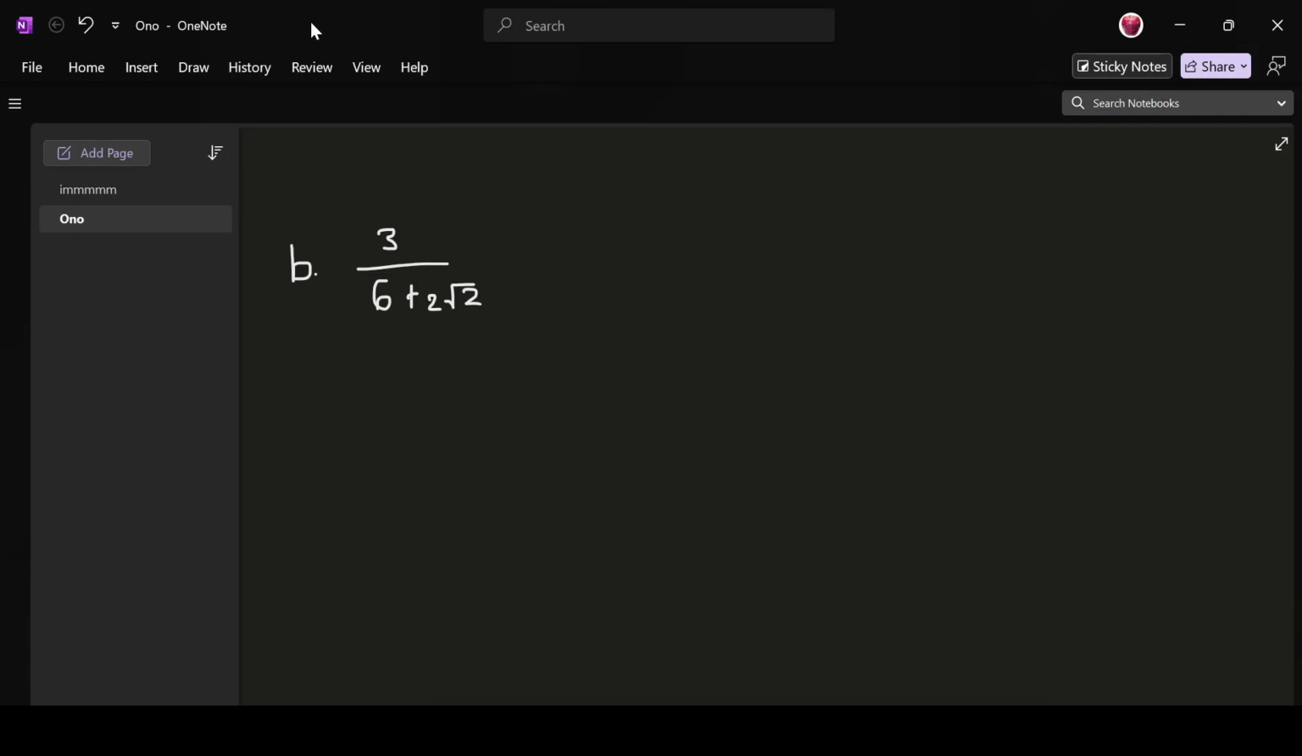Alright, so we do the same thing like we did for A. Instead, the bottom number is 6 plus 2 root 2. So we multiply both top and bottom numbers by the inverse of this bottom number. So 6 minus 2 root 2 over 6 minus 2 root 2. Yeah, we're multiplying both the top and bottom numbers.